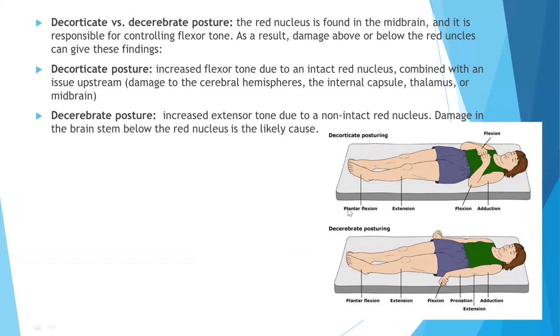the decorticate posture. We can see flexion of the hands, adduction, extension and plantar flexion. In decerebrate posture, there is increased extensor tone due to a non-intact red nucleus. Damage in the brainstem below the red nucleus is likely the cause. And you can see here the extension, the pronation, adduction, and extension.